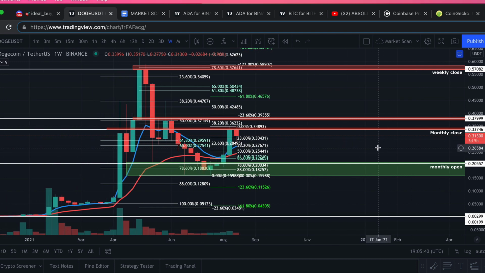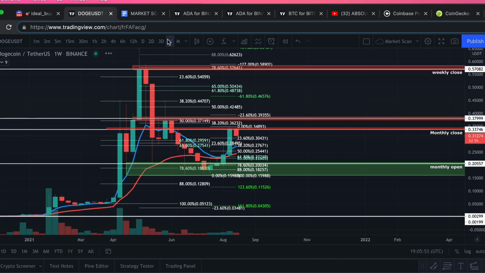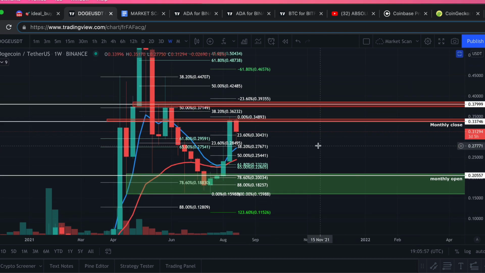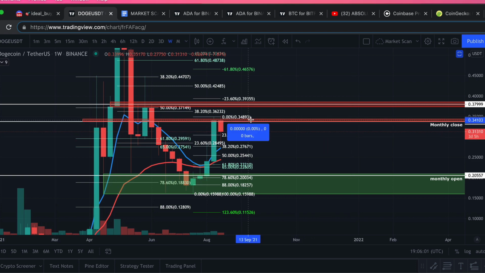So we have all of this. This is the monthly close. Yeah, that was the monthly close. So it makes sense why it touched it and then came back down for sure. It fell down 17, 18%.